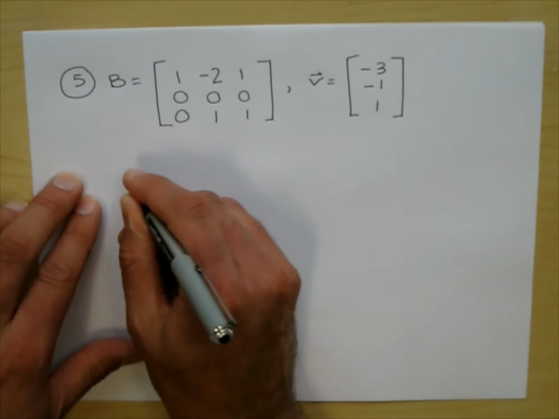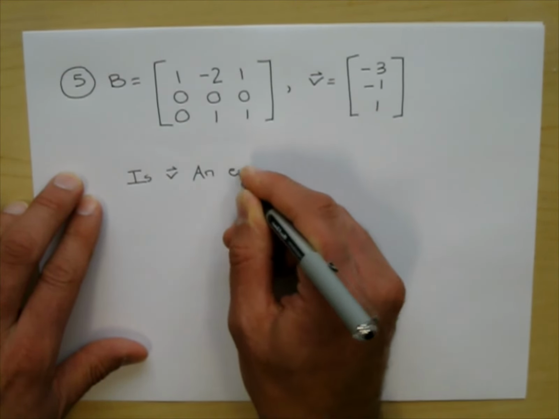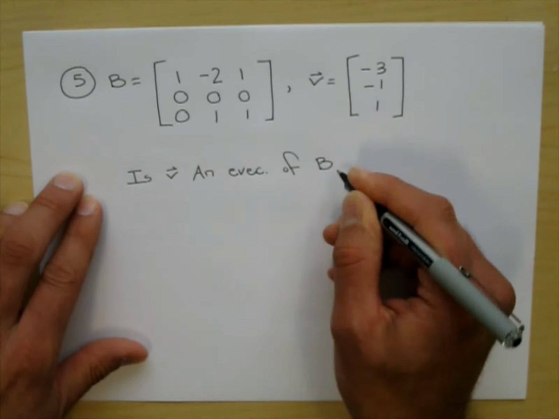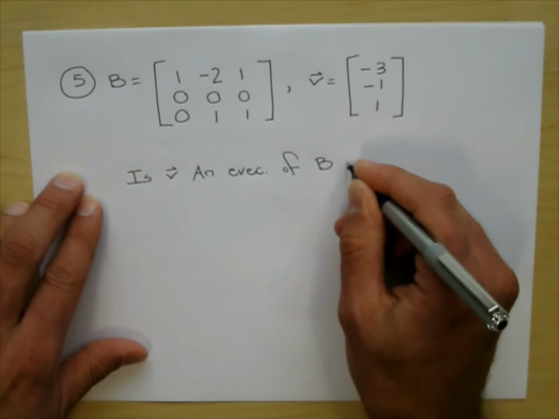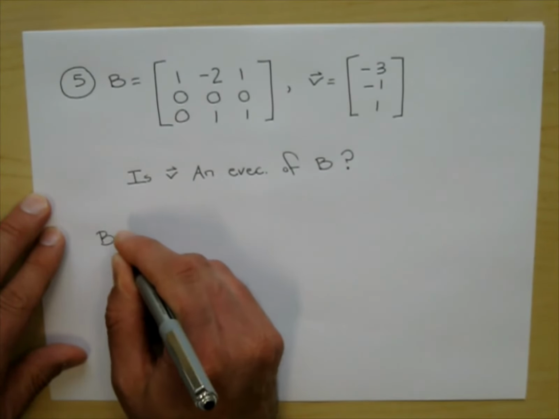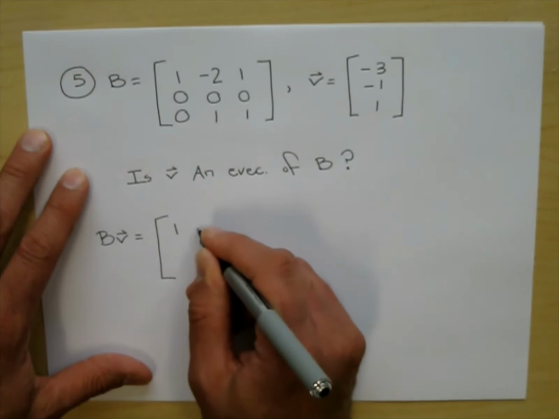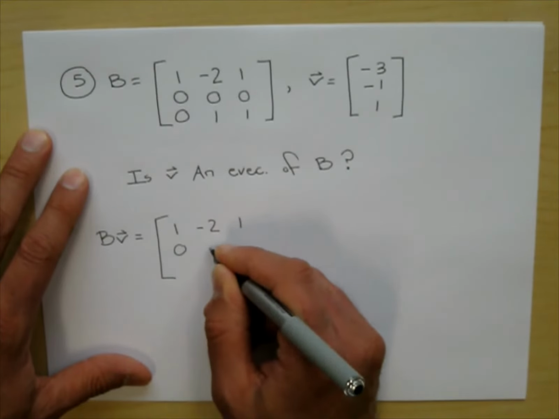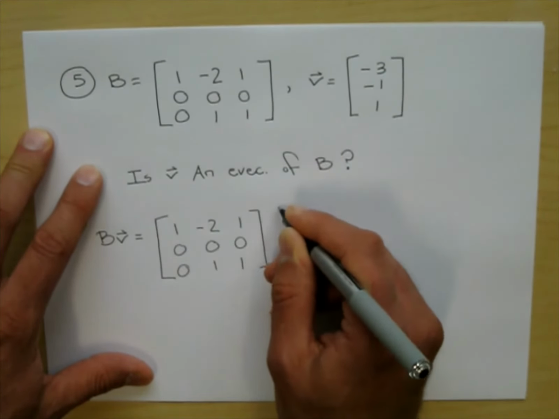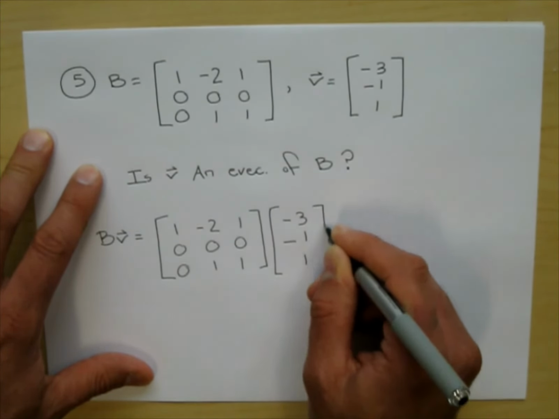Oh, I didn't write the question. Is V an eigenvector of matrix B? So I almost put A there. So now we're going to go B times V. So what do I have? 1, -1, 1, 0, 0, 0, 0, 1, 1. And this gets multiplied by -3, -1, 1.